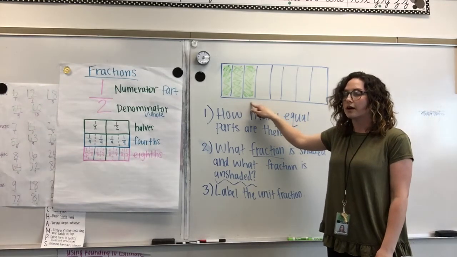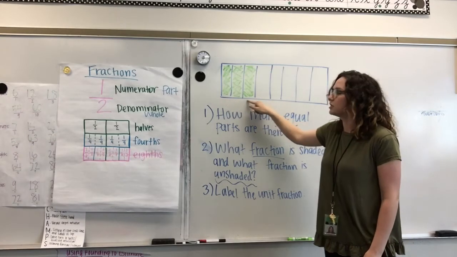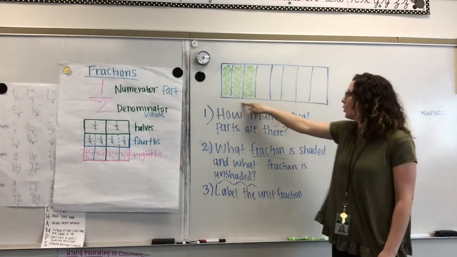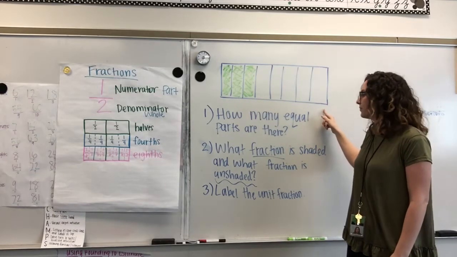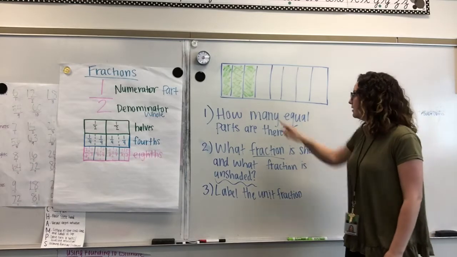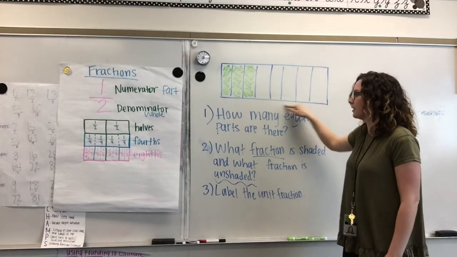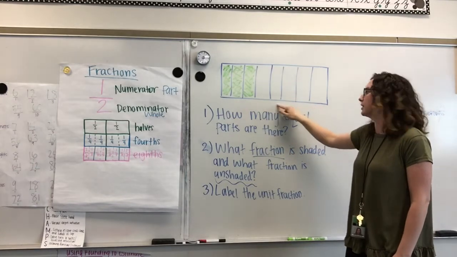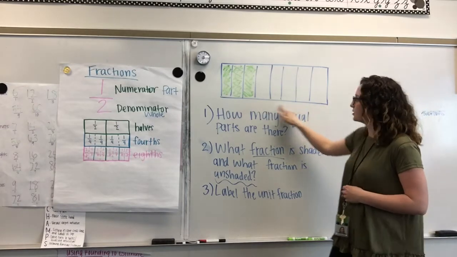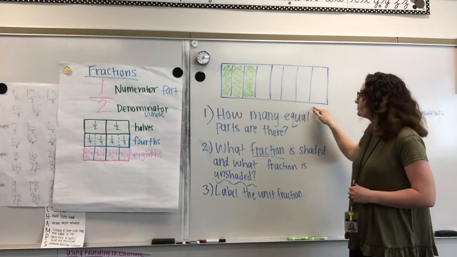So the part we're talking about now is how much is shaded. That's going to be your numerator. The denominator is how many total parts are there in our whole. Then what fraction is unshaded? That's now the next part we're talking about. So that's going to be your numerator. Your denominator is going to be how many total parts there are again.